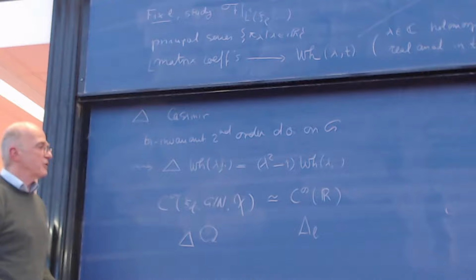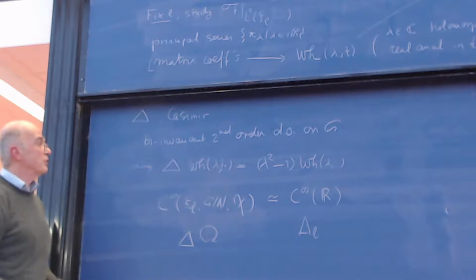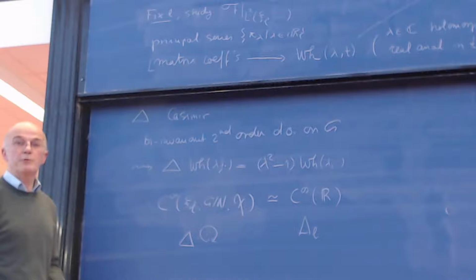Actually, you can do that. You can use the Poincaré disk, which has an action of SL2R by fractional linear transformations, and which is isomorphic to SL2R modulo K. So you can have the Casimir acting there, and then it turns out to be the usual Laplacian times a factor which reflects the hyperbolic metric. And then you can do a boundary value theory. Yes, exactly. Thank you.